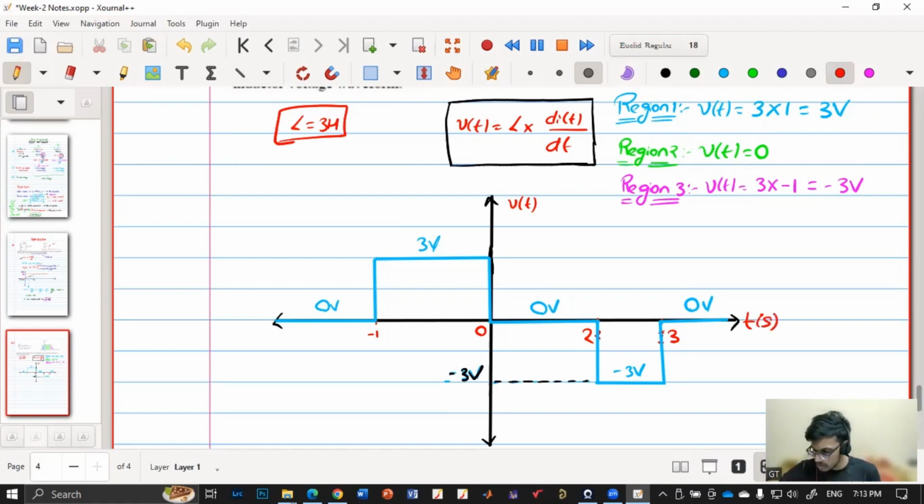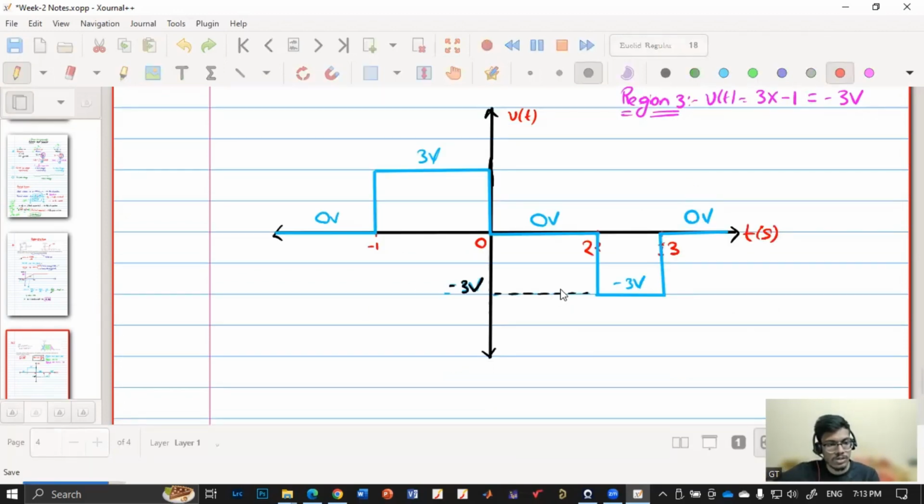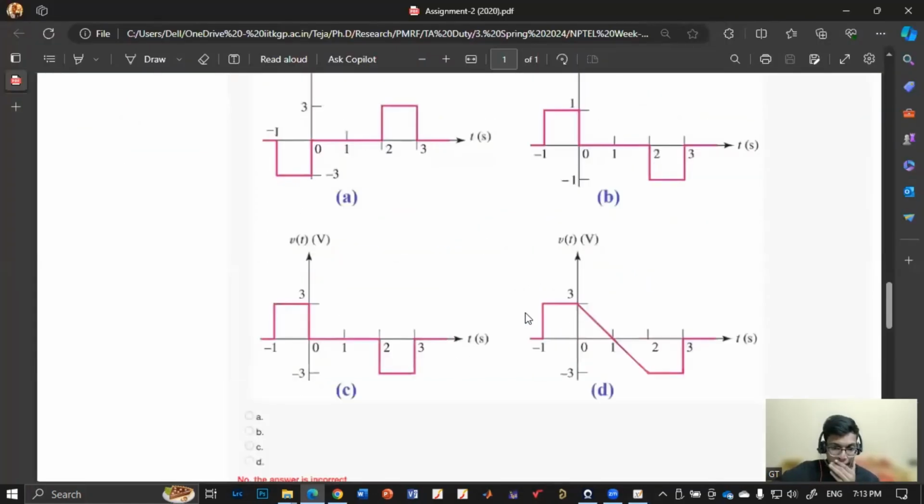So is this clear? This question, how we have solved it, how we got this? Yes, sir. Okay. So we'll go back to this. So what is the correct waveform? A or B or C or D? B. B option. Sir, B. B option correct. No, sir, C option. C option.